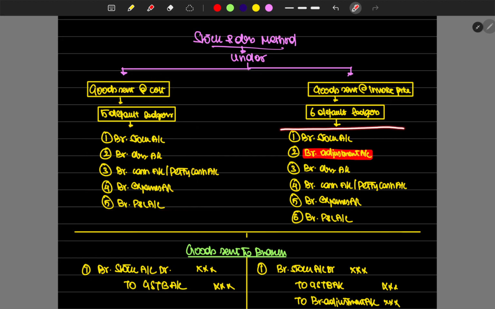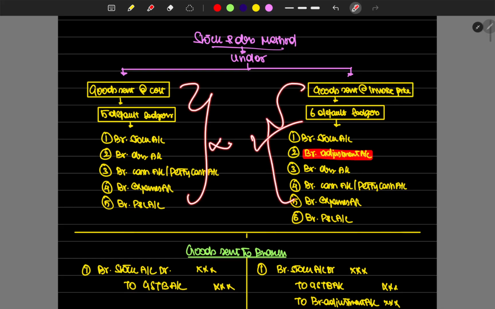If it is sent at invoice price, there is only one adjustment entry to be added to the ledgers, which is the branch adjustment account. It comprises the invoice price for goods sent to branch and goods returned by branch, and whatever profit is loaded with the opening stock and closing stock takes place here. That is the only purpose of branch adjustment. So if it is cost, no branch adjustment. If it is invoice price, yes, branch adjustment is there.